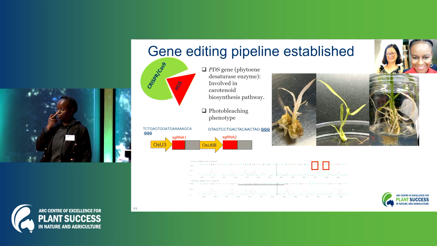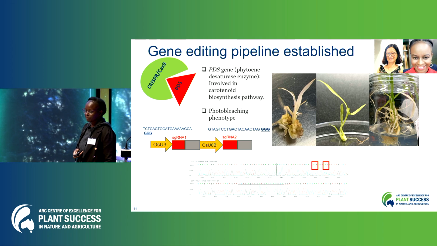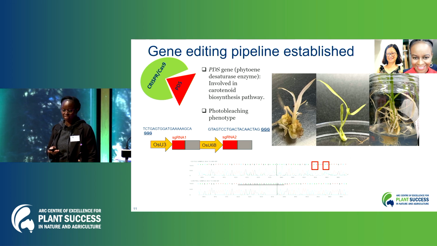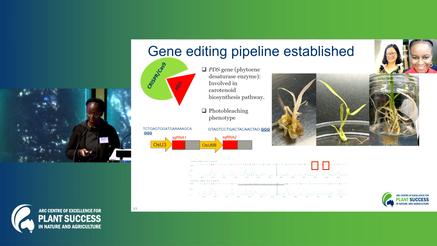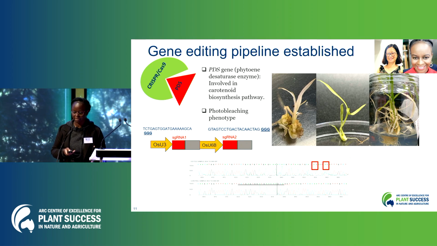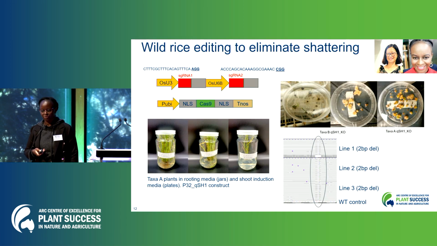So we have been able to show that we can edit our plants, and we've generated a pipeline, as you can see with the photobleached plants over there. We're able to get a four base pair insertion in our sequence, which generated an early stop codon, and we could actually get our albino plants, showing that we can edit our plants. So one, we have a tissue culture protocol going, we can edit our plants, so what else can we do?